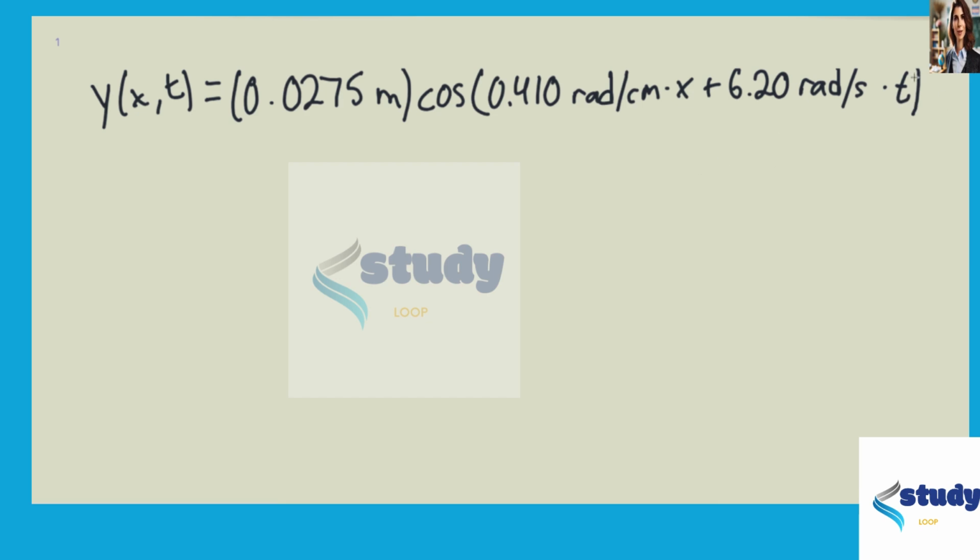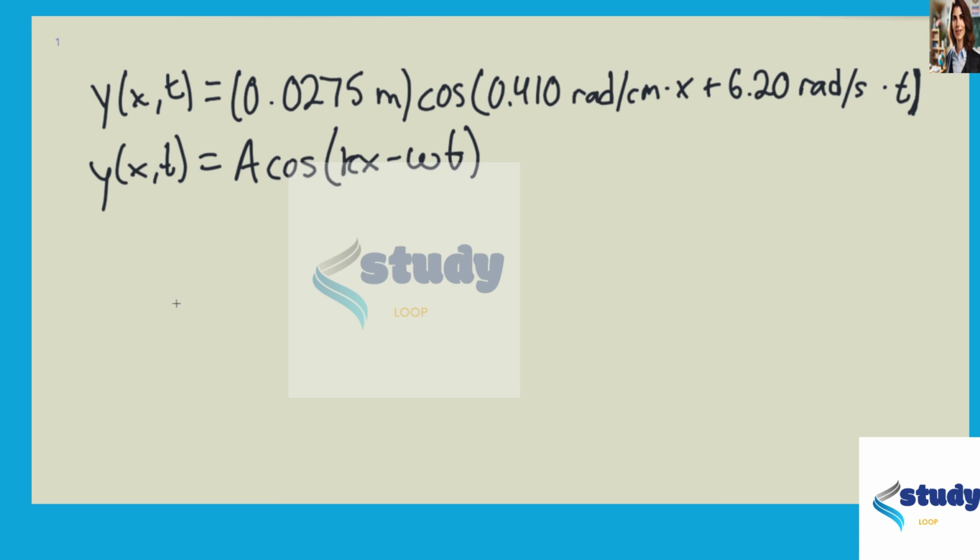So this will be our equation for the wave, and then we know that a standard equation for a wave is going to look like this: A cosine of kx minus omega t. And then the question is asking us, how long will it take for a complete waveform to pass by the fisherman?